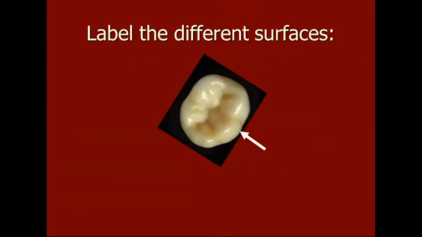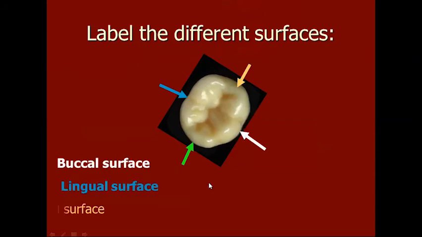Different surfaces. This is the buccal surface. This is a mesial. This is a lingual. This is a distal surface. This is a buccal. This is a lingual. This is a mesial, and this is a distal surface.